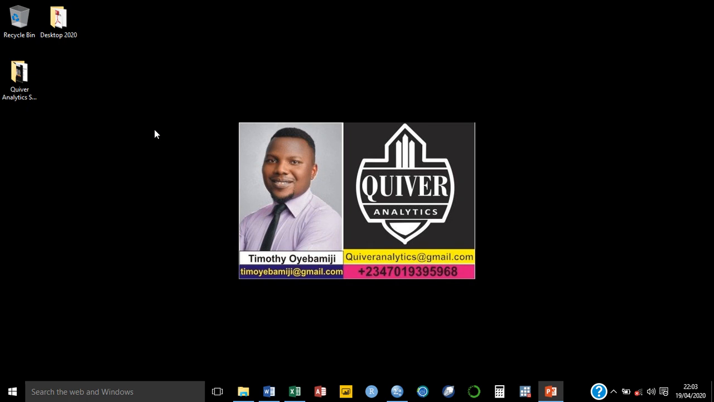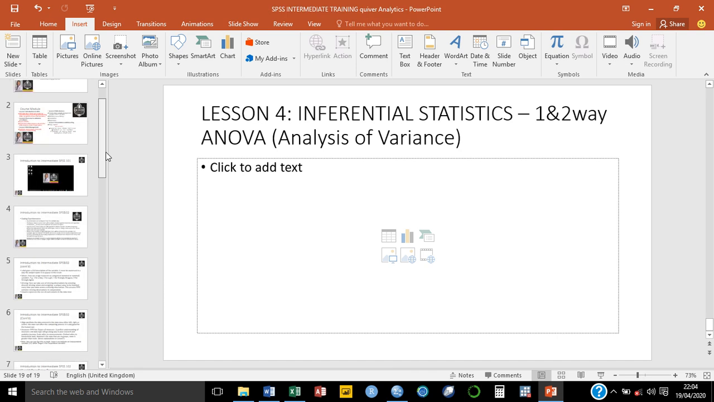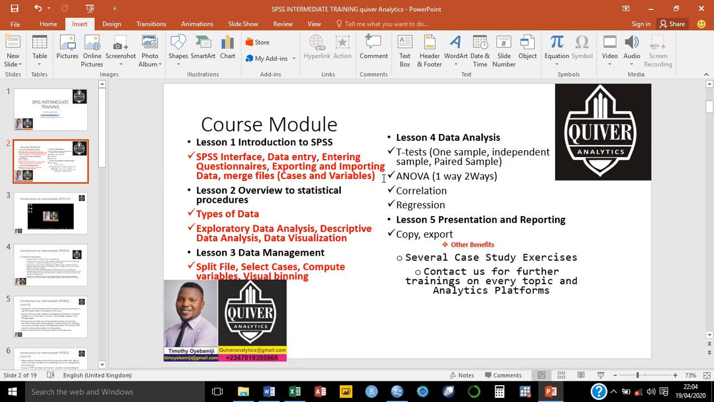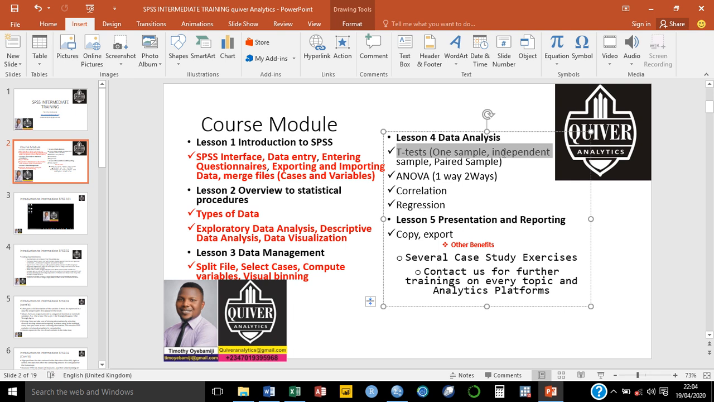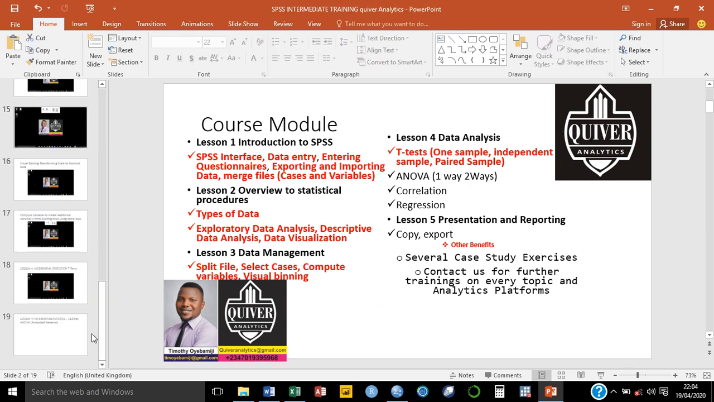Hello guys, welcome back to lesson 4, and we are still talking about statistical tests analysis. So let's go back to the PowerPoint slide and see. Okay, we talked about the t-test. As an improvement on the t-test, we have the ANOVA, analysis of variance, which is also a test of mean differences between factors.